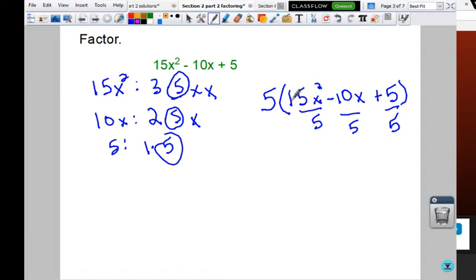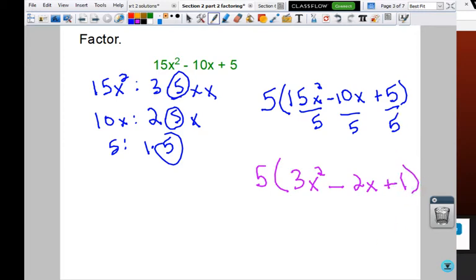Okay. So we put our greatest common factor outside parentheses here, and then inside the parentheses, my original polynomial gets divided by my greatest common factor. I'm going to keep that 5 on the outside, but the inside is what's going to change. So 15 over 5 is 3, and then it's just going to stay x squared. Minus 10 over 5 is 2, and it's going to stay an x. And then plus 5 over 5 is 1.